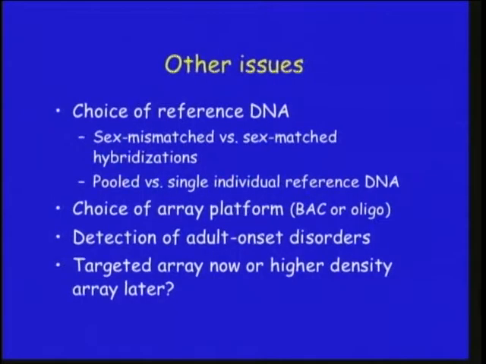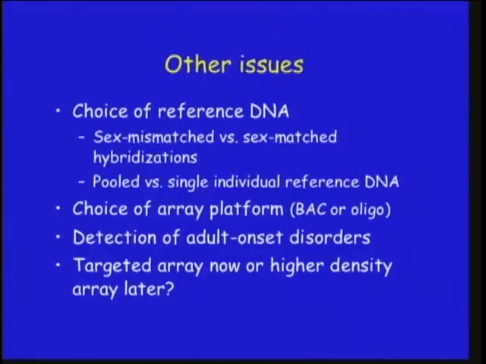Other issues associated with the array CGH testing is that you have to decide what kind of reference DNA you want to use. Some laboratories like to perform sex-mismatched hybridizations, whereas other ones perform sex-matched hybridizations. The advantage of doing sex-mismatched hybridizations is that it gives you a good internal control, because if you hybridize a male to a female, you know exactly how much your X chromosome should deviate. The disadvantage is that it can make it more difficult to detect X chromosome abnormalities.